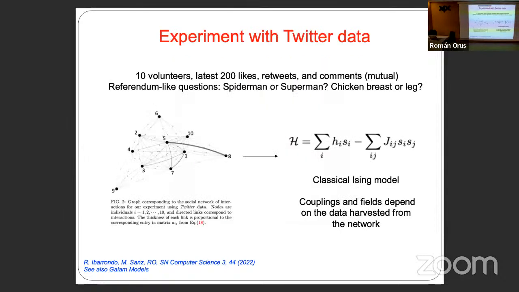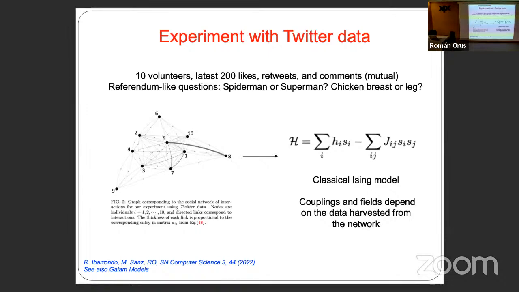We did an experiment. I'm a theoretician, but I actually did a social experiment. And then when I had to submit this paper, I had to say whether I had been making experiments with humans and so on, and then I had to say no, not at all. But we took 10 volunteers, 10 friends. They have Twitter accounts. We had a look at the latest mutual 200 likes, retweets, and comments, and then we just built a network of interactions.